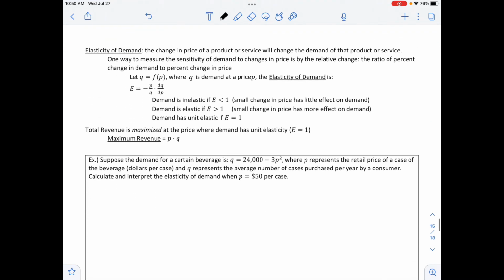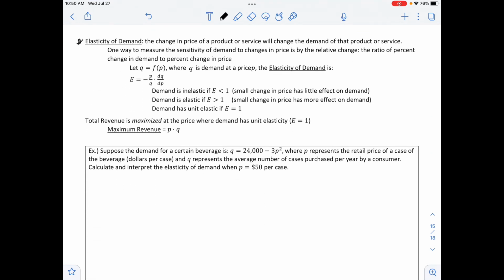The next idea that we have is called elasticity of demand. The change in price of a product or service will change the demand of that product or service. One way to measure the sensitivity of demand to change in price is by the relative change, the ratio of percent change in demand to percent change in price. Let q equal f of p, where q is demand at a price p. The elasticity of demand is given by a formula that we do need to know, and it's E equals negative p over q times the derivative of q with respect to p.